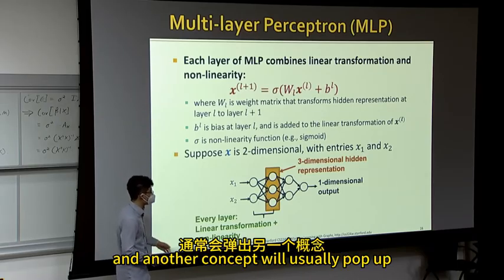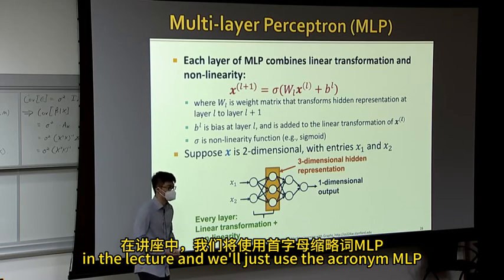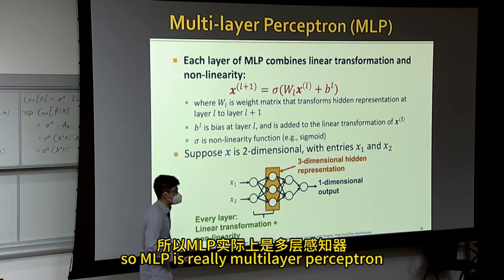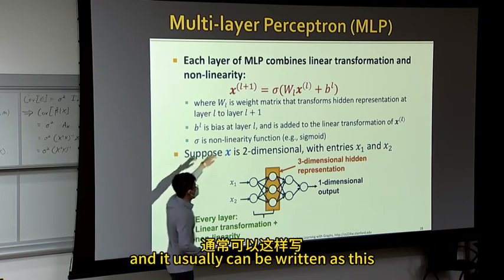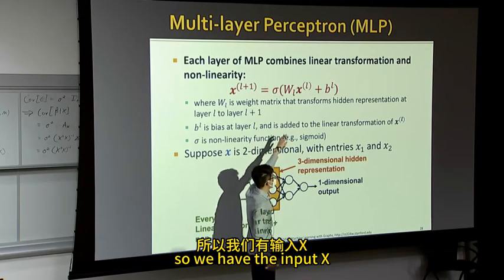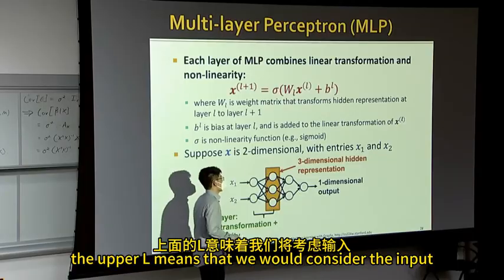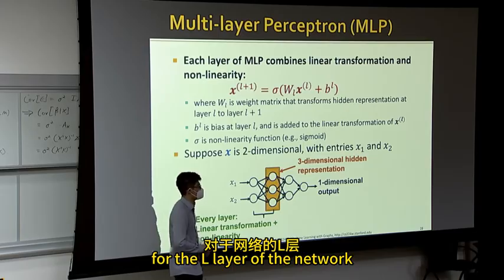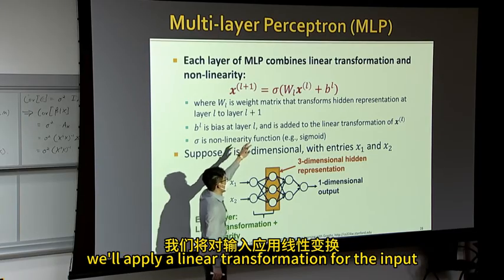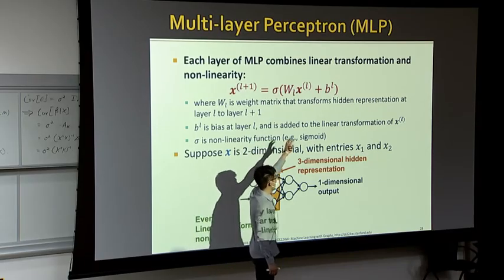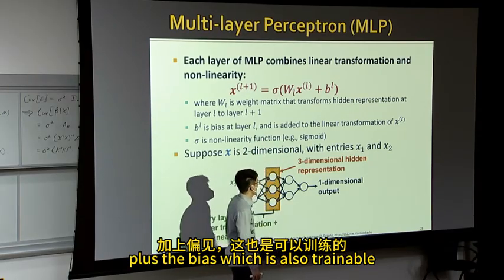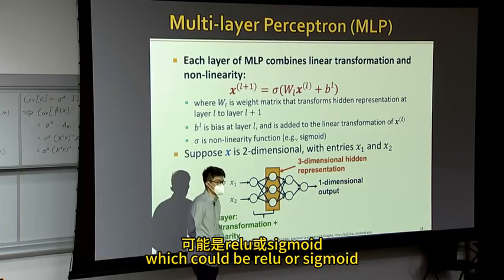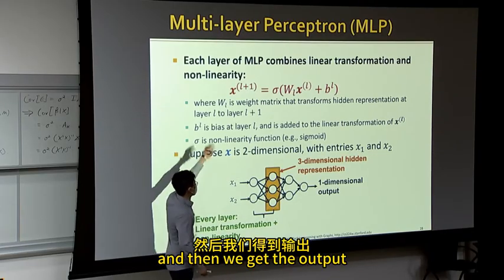And another concept will usually pop up in the lecture, and we'll just use the acronym MLP. So MLP is really multi-layer perceptron, and it usually can be written as this. So we have the input X. The upper L means that we consider the input for the L layer of the network. We'll apply a linear transformation for the input, and then plus the bias, which is also trainable. Then we'll apply some nonlinear activation function, which could be ReLU or sigmoid, and then we get the output.